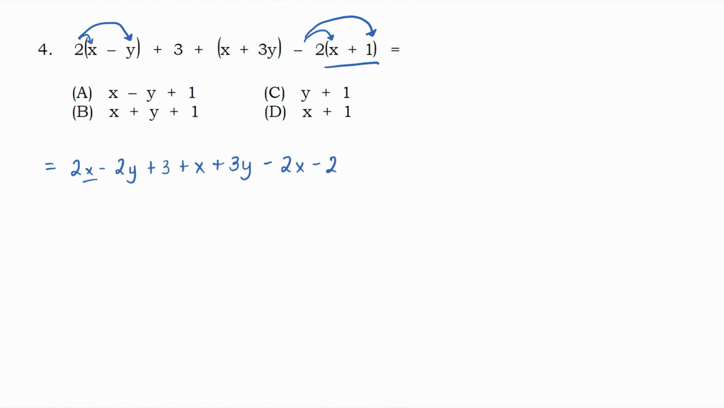So ito pareho sila, x, x, and negative 2x. So makakancel na to kasi 2 minus 2 is 0. So we're left with x. Tapos sa y naman, meron tayong negative 2y and positive 3y. So 3 minus 2 is 1. So plus y. And then we're left with 3 and negative 2. 3 minus 2 is 1. So plus 1. So the correct answer is letter B, x plus y plus 1.